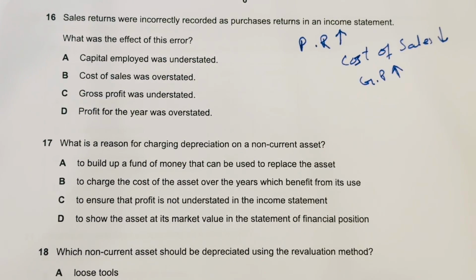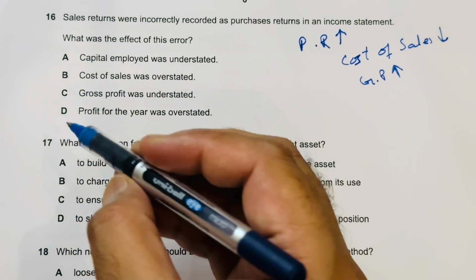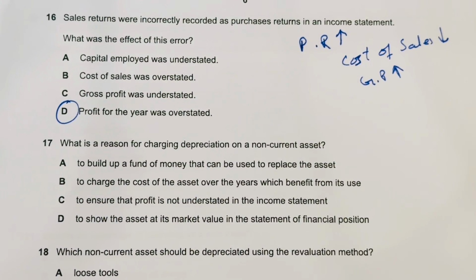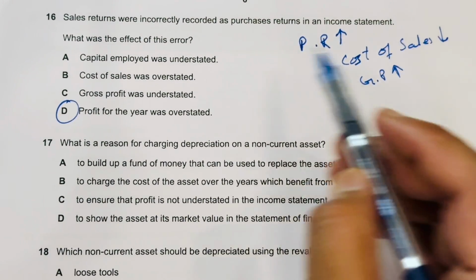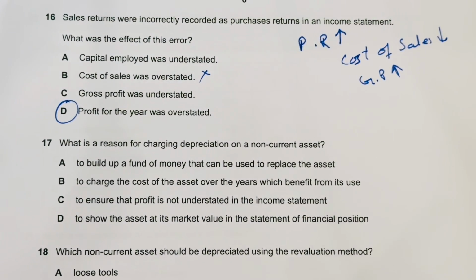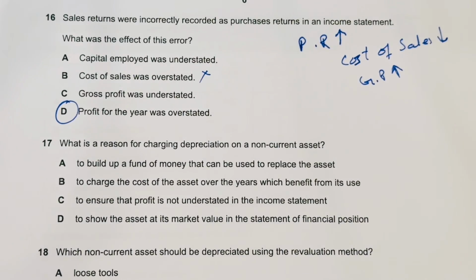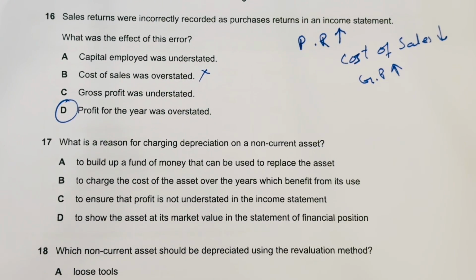So what effect should it be? Profit for the year would be overstated by this error. So option number D is the right option. Capital employed had no connection with it. Cost of sales were overstated? No, cost of sales were understated, and gross profit was overstated. So option number D is the right choice.